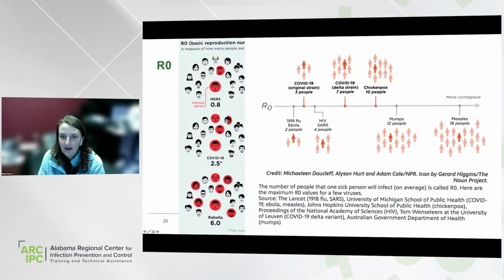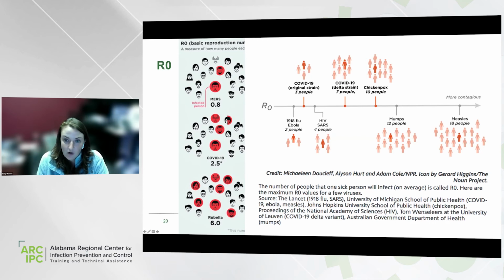But this is looking at how that R naught value has changed as we have had different strains and different variants of COVID. So here we have the original strain with an R naught value of about 3. The prior slide said 2.5. This R naught value changes over time. And so somewhere between 2.5 and 3 was the original strain, or the alpha variant.